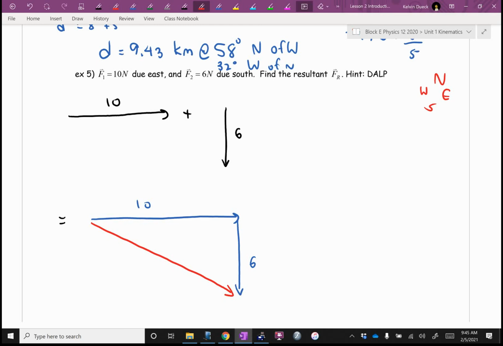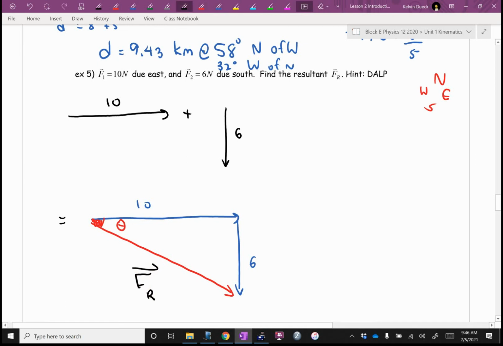Where is the theta going to go? Where my vector is originating from. So is that going to be top left or bottom right? Top left. Theta goes there. Color, color, color. Okay. So I'll label this slanty line with F for force and R for resultant, because that's what the question said to do.